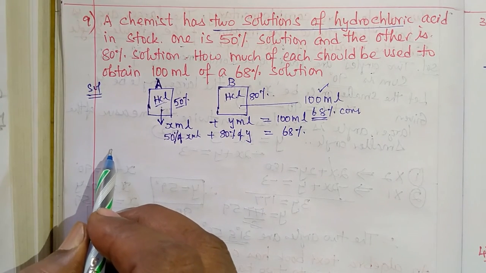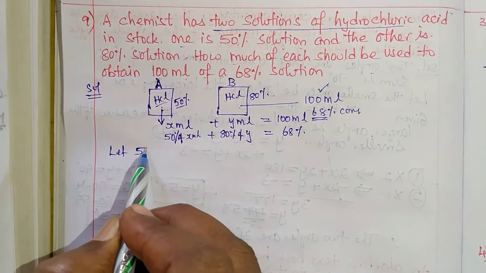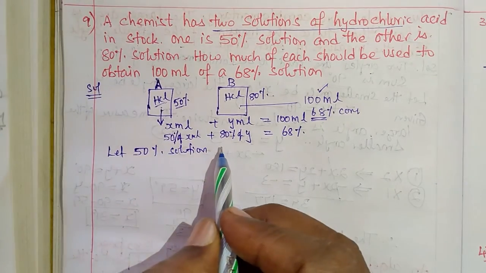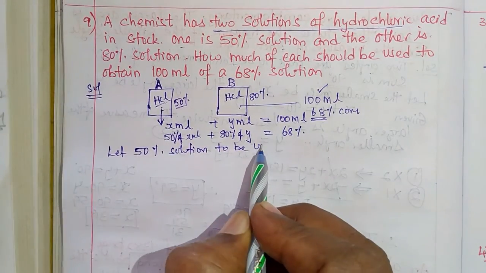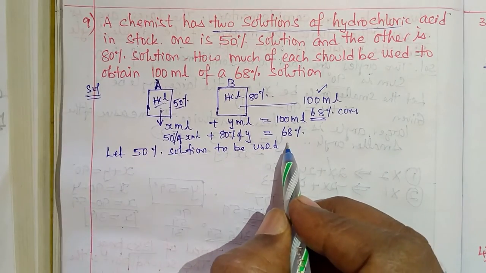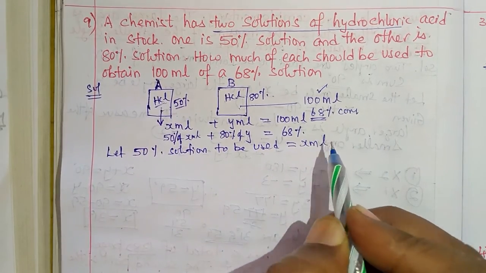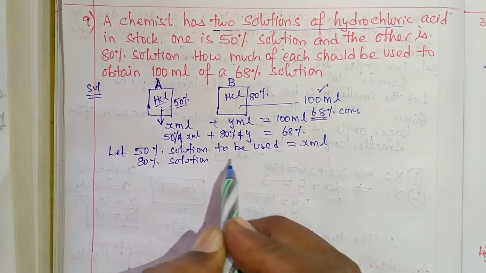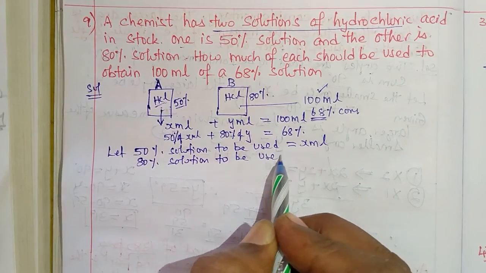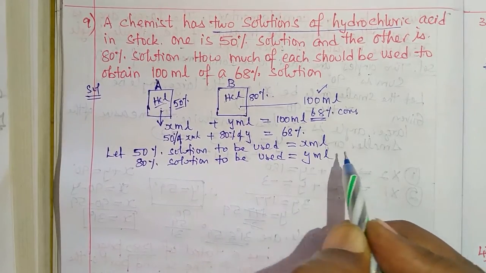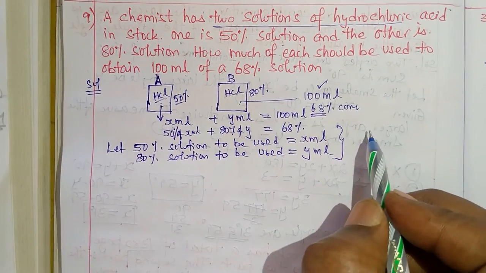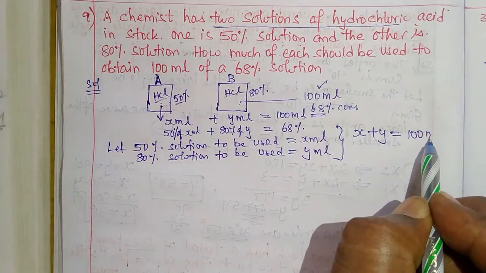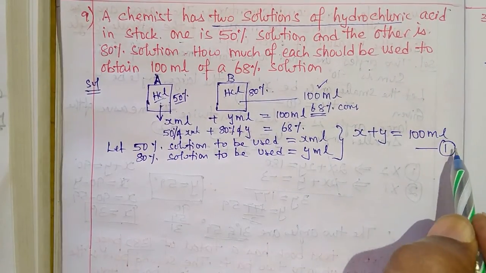See how I am going to frame the equations. You see, I will write like this. Let 50% solution to be used is X ml, and 80% solution to be used is equals to Y ml. So total how much I have to prepare? So total is 100 ml. Therefore X plus Y is equals to 100 ml. This is equation 1.